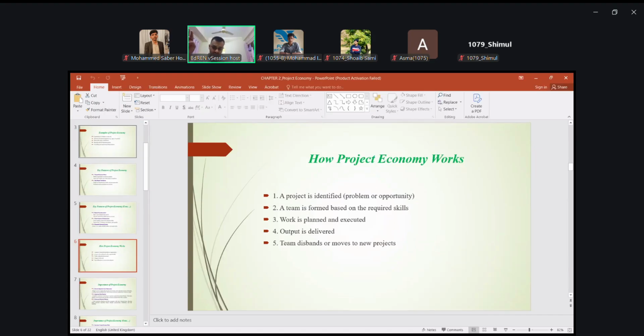It starts with the problem identification or the opportunities it created. Then, based on the problem or opportunities, you have to form a team based on the required skills. Then the work is planned and executed. You have to plan the work of a project, then accordingly execute. When you execute, the final result is the outcome or output. Now you have to deliver it to the desired parties or interested groups. Then the team disbands or moves to new projects.